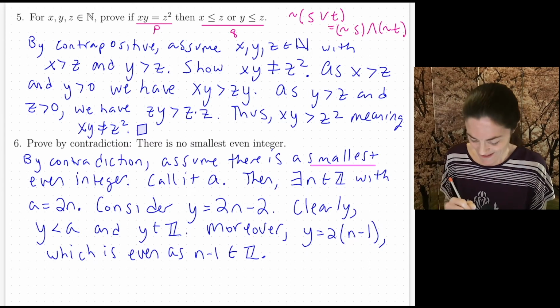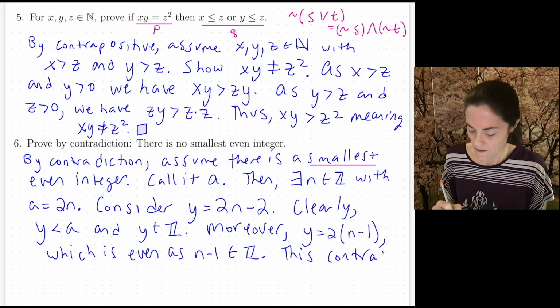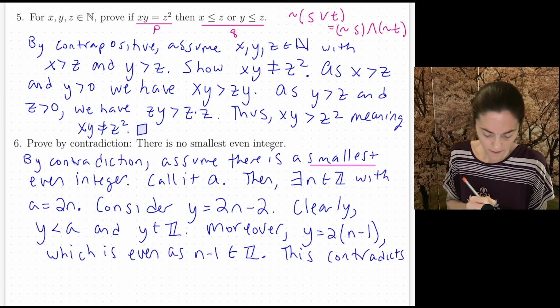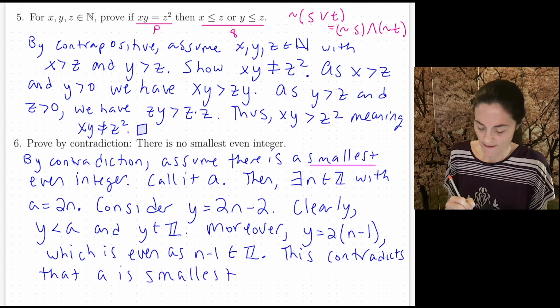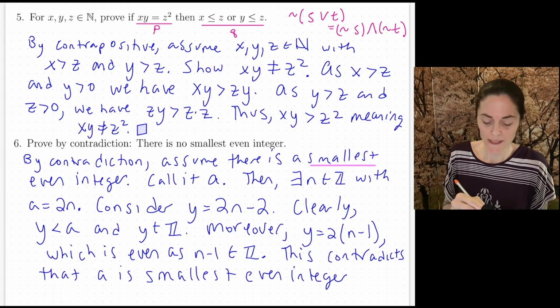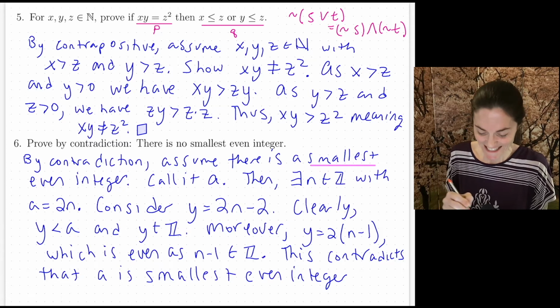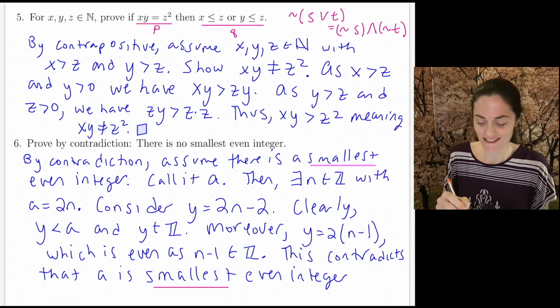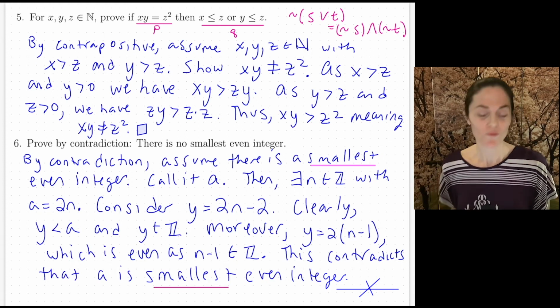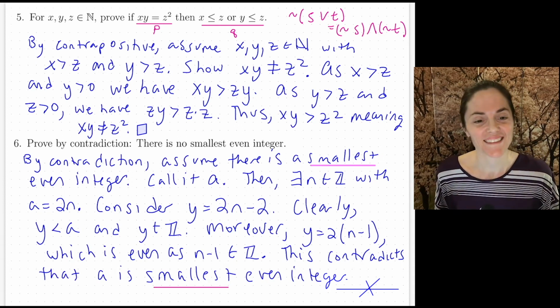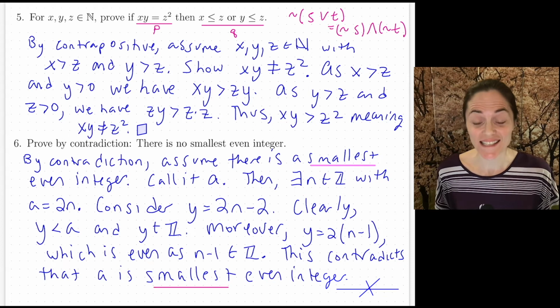And so this contradicts that A is the smallest even integer. And this completes the proof. What I contradicted is here, smallest, as I mentioned I would. This completes the proof. There is no smallest even integer.